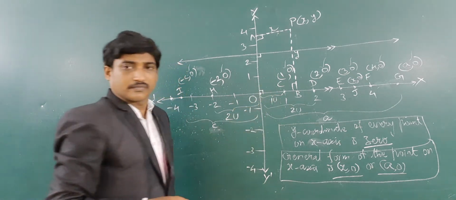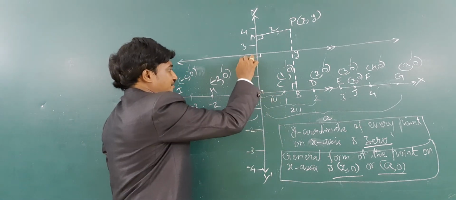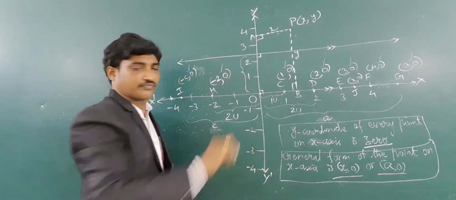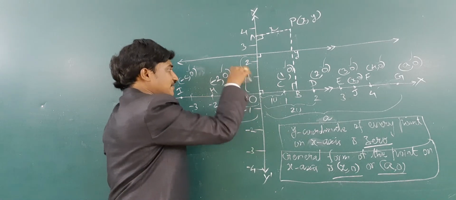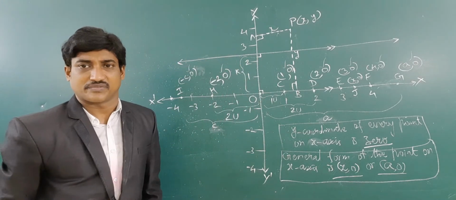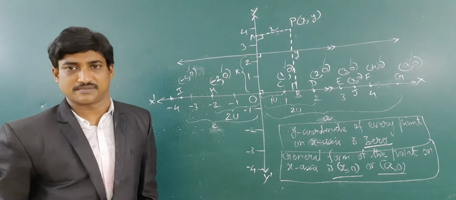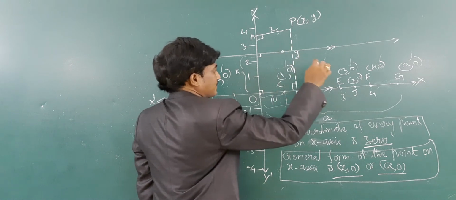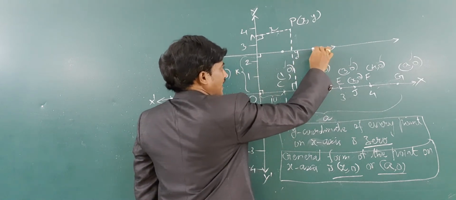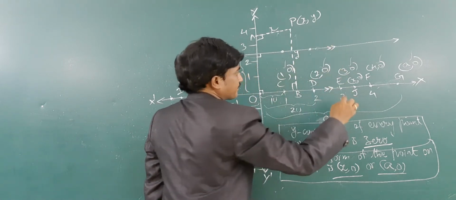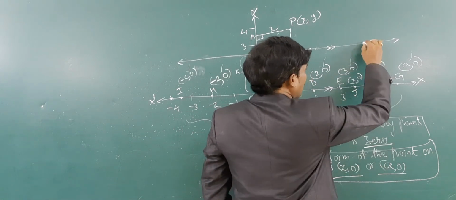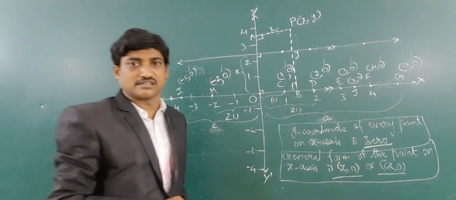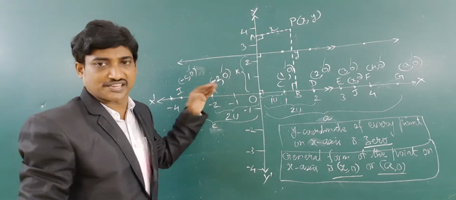And it is at a distance of k units from x-axis. Then how can you write the points? How can you describe the points on this line parallel to x-axis?